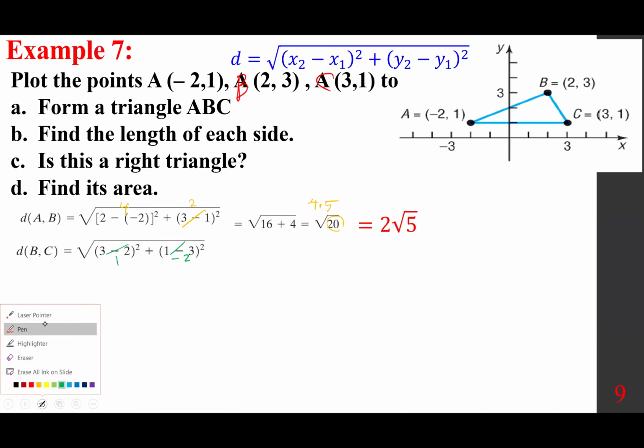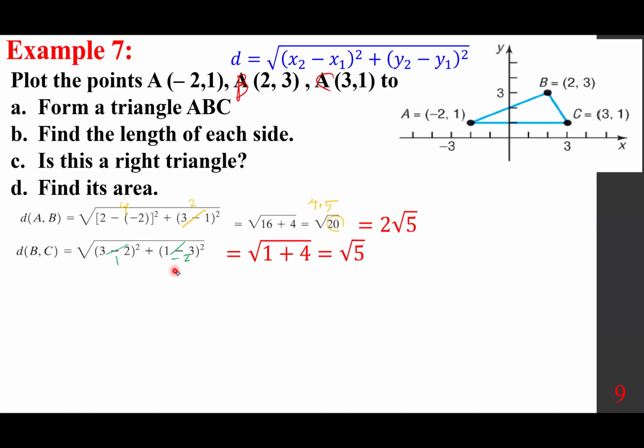When you square the first one, you get 1. When you square the next one, you get 4. They add up to 5. Square root of 5 precisely. Finding the distance between A and C.